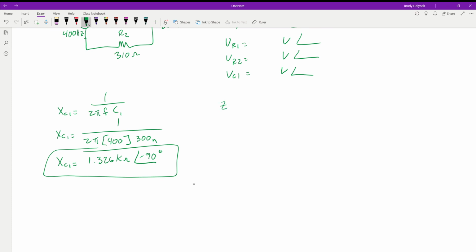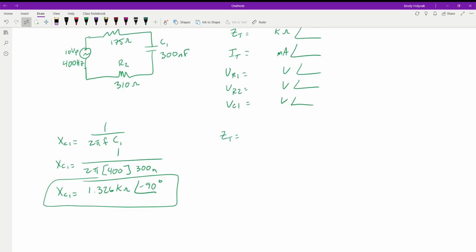Our impedance total is going to be equal to the sum of all the resistance and all the capacitive reactance in the circuit. So it's 175 plus... sorry, let me start that over. Our impedance total is 175 ohms with no imaginary component, minus J, because it's a capacitor, of 1.326K, and then we have another 310. So again, the capacitor has no resistive component, and the resistor has no capacitive or reactive component.